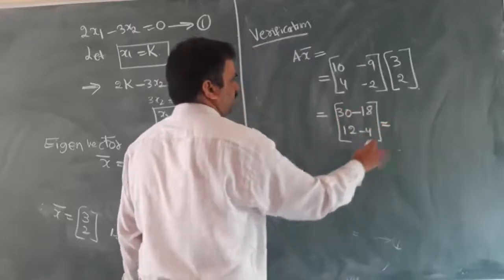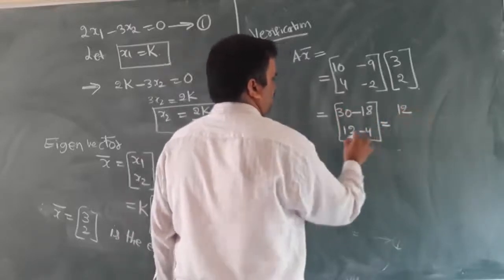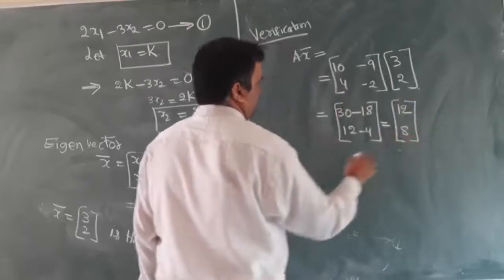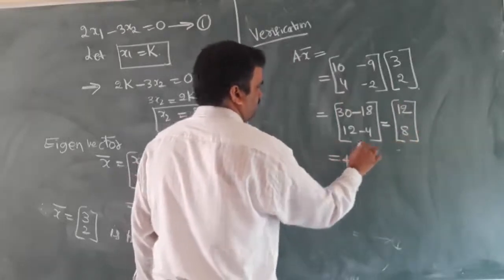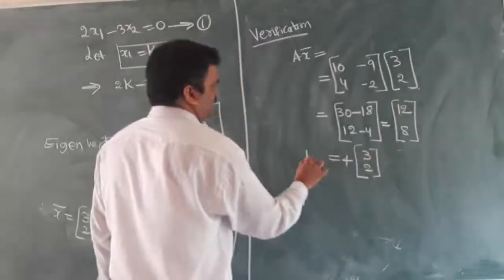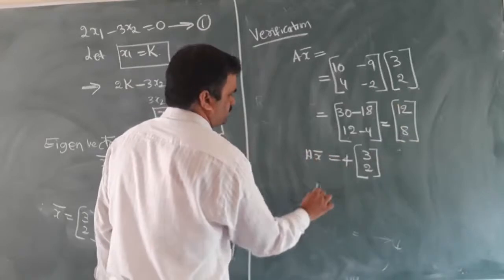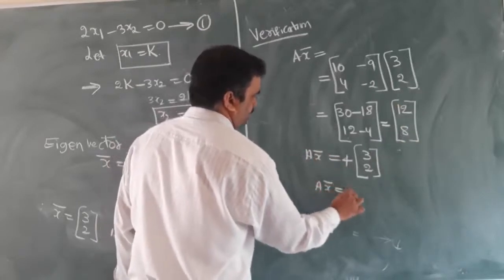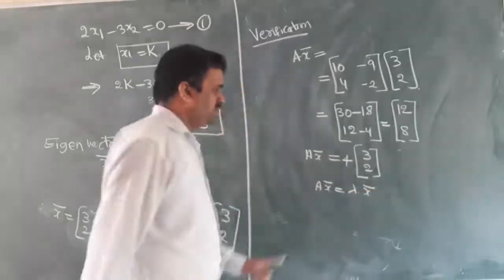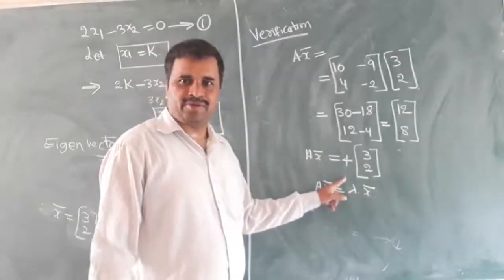13 minus 18, 12, 12 minus 4, 8. I can take 4 common. 4 times 3 is 12, 4 times 2 is 8. Ax bar equal to lambda 4 x bar. But same one. Ax bar equal to lambda x bar. The lambda value we already know is 4.